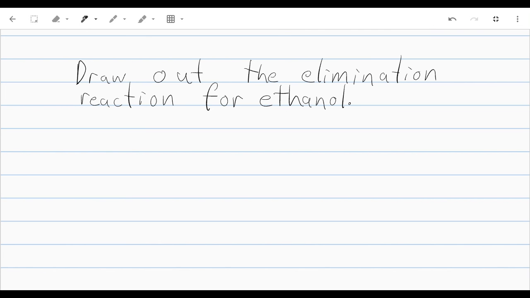In another sample problem, we're asked to draw out the elimination reaction for ethanol. So what we'll want to do is actually show the reaction with diagrams. So ethanol is our starting compound. So we have CH3CH2OH. And I'm actually going to break that out into a proper diagram like this.